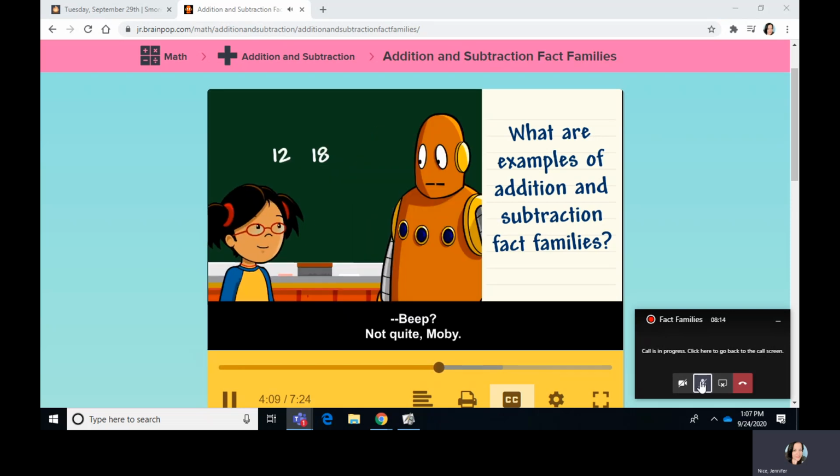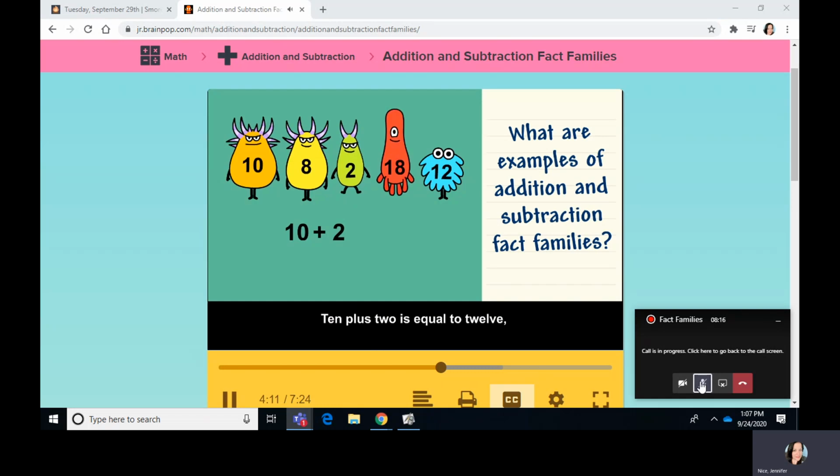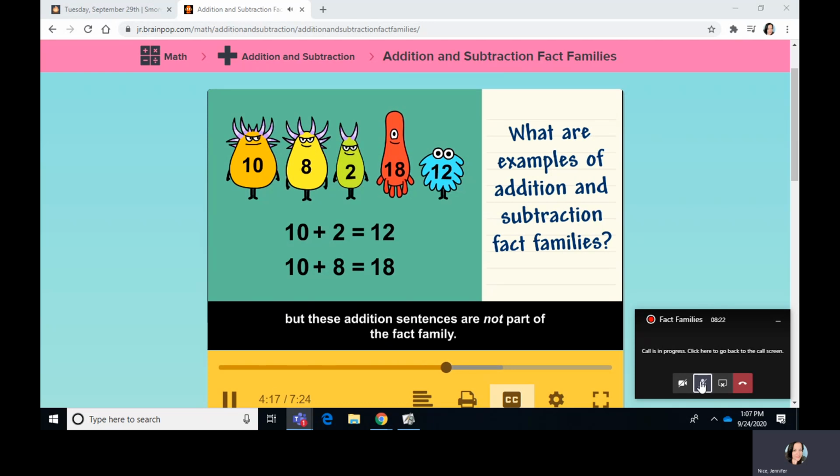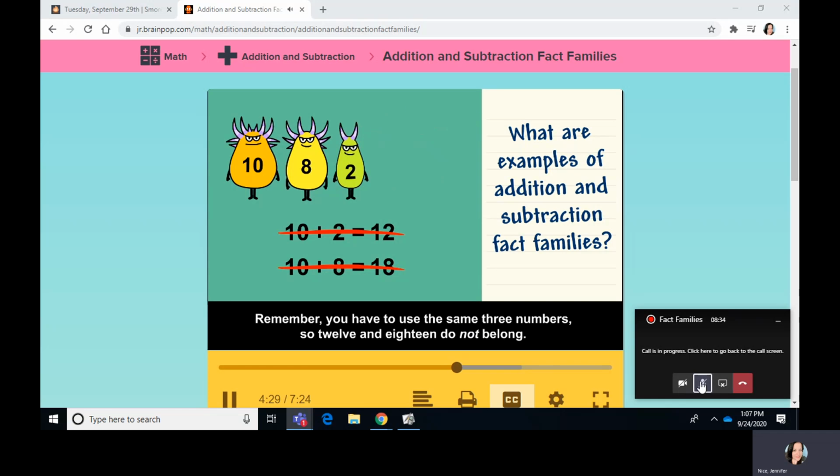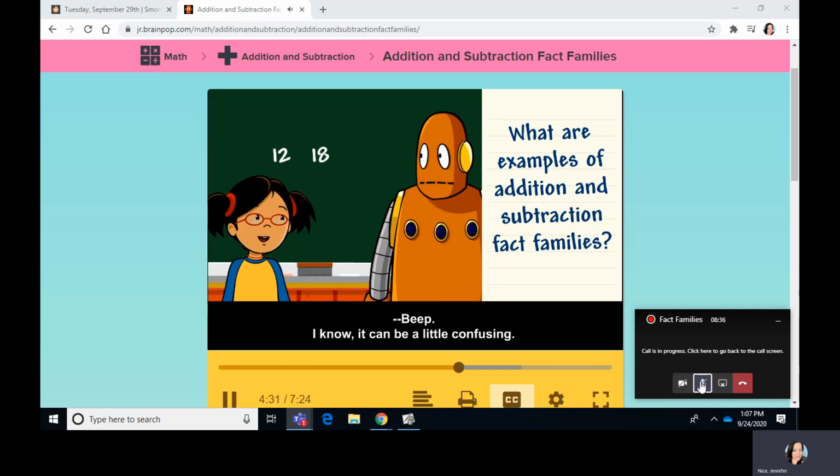Not quite, Moby. 10 plus 2 is equal to 12, and 10 plus 8 is equal to 18, but these addition sentences are not part of the fact family. Remember, you have to use the same 3 numbers, so 12 and 18 do not belong. I know, it can be a little confusing.